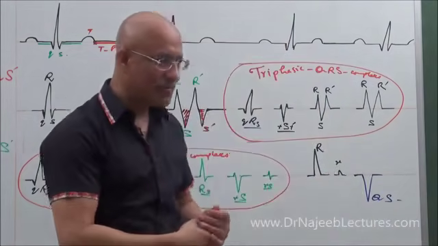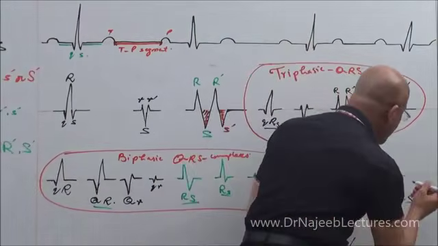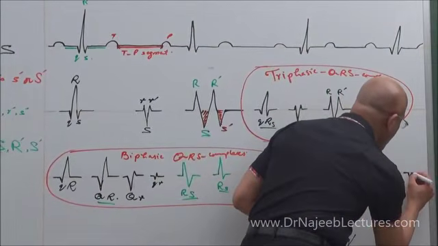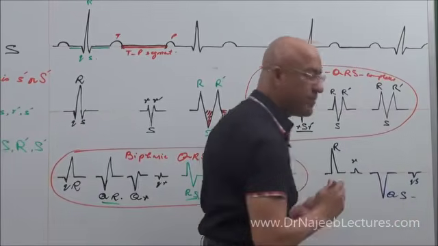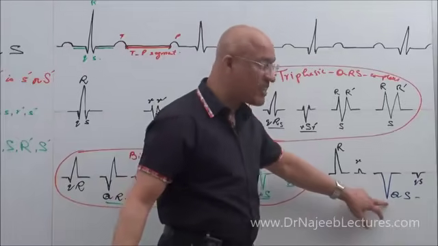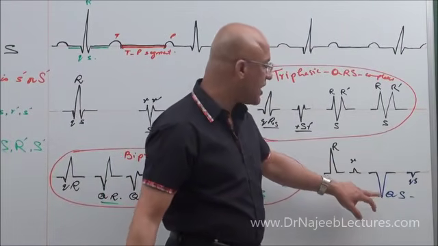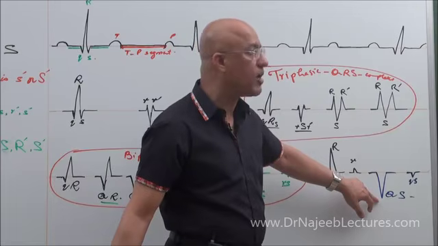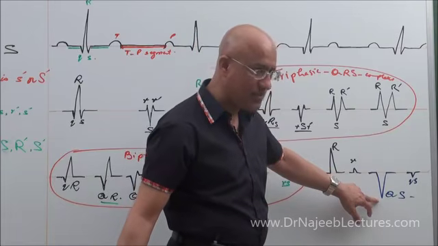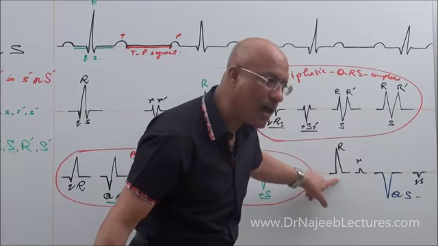Is that clear? And of course, if there's a little small deflection, what is it? QS wave. Now in this case, again we will say, here's a QRS complex which has only one negative deflection, or we can say the QRS complex consists of a QS wave. Here the QRS complex consists of just an R wave.